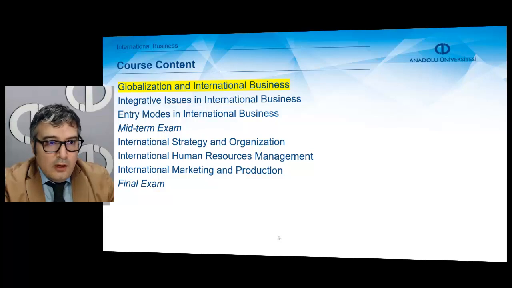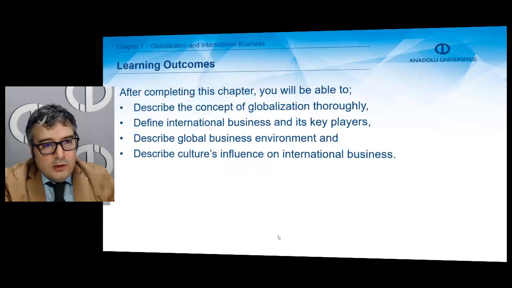And the course content is made up of, as you know, 6 chapters. We have Globalization and International Business, which we are going to cover now. And then we'll continue with integrative issues in international business, entry modes in international business, international strategy and organization, international human resources management, international marketing, and international marketing and production will be our final chapter here.